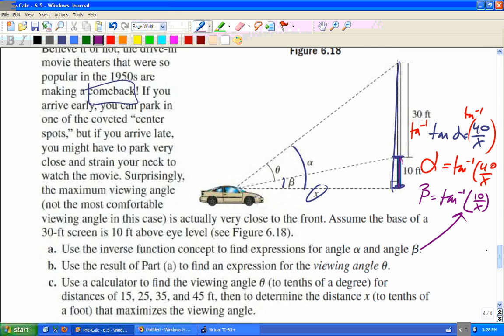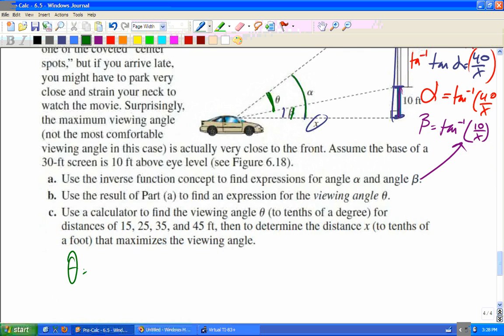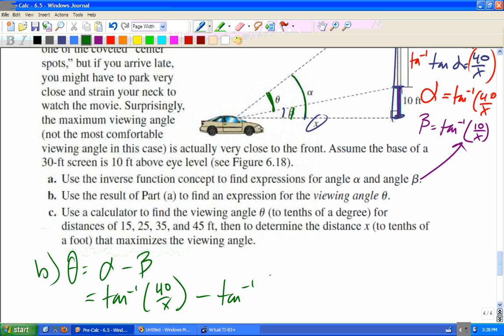Part B is asking, what is the expression for the viewing angle theta? Well, our viewing angle theta is going to be whatever alpha is minus whatever beta is. So since theta equals alpha minus beta, and we've got expressions for alpha and beta, we're just going to plug them in. The tangent inverse of 40 over x minus the tangent inverse of 10 over x, which means we now have an expression for the viewing angle theta in terms of nothing but the distance from the base of the screen to the car itself. What they want us to do at this point is use a calculator to find the viewing angles theta for the distances of 15, 25, 30, and 45 feet.